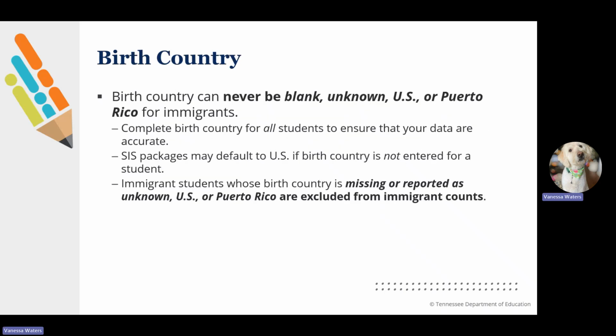It is also important to note that the birth country can never be blank, unknown, U.S., or Puerto Rico for immigrants. You must complete birth country for all students to ensure that your data are accurate. SIS packages may default to U.S. if birth country is not entered for a student. Immigrant students whose birth country is missing or reported as unknown, U.S., or Puerto Rico are excluded from immigrant counts.